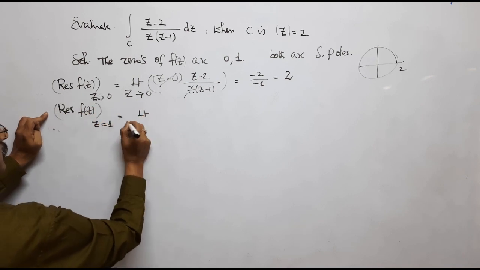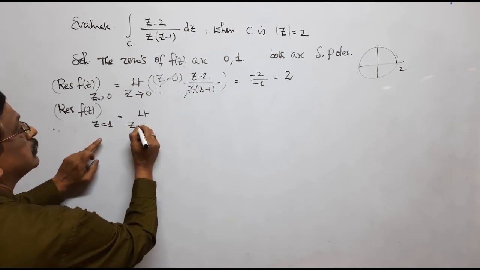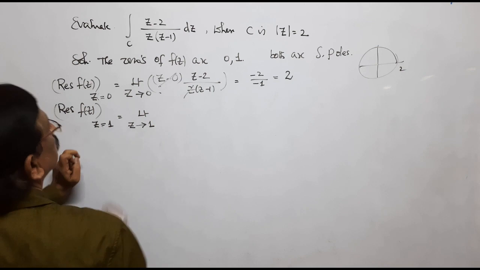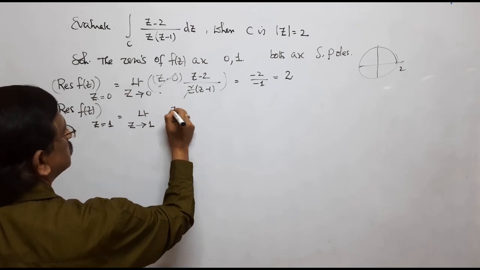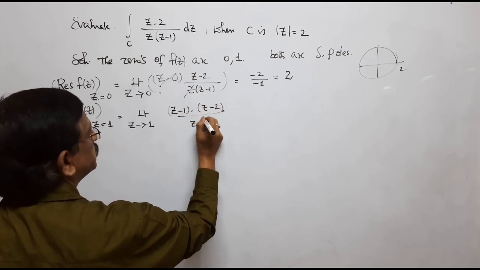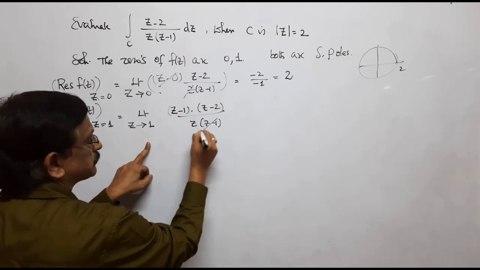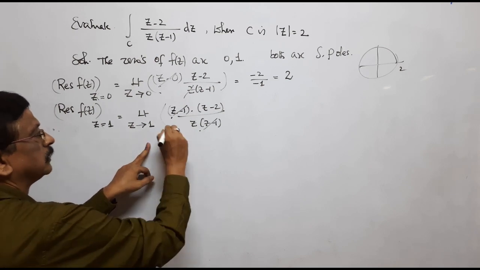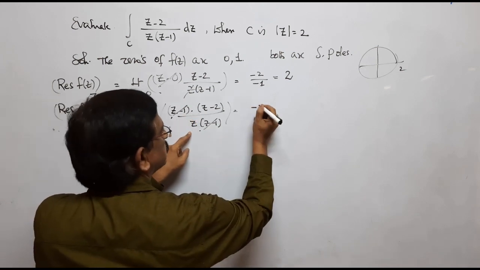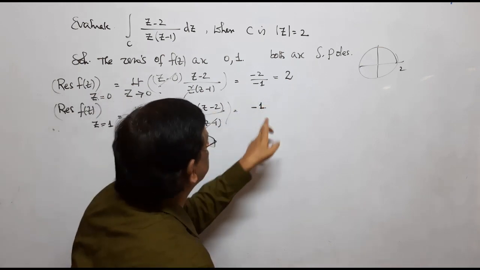This is the limit as z tends to 1 of (z minus 1) into (z minus 2) by z into (z minus 1). So z minus 1 goes out, and now putting z equal to 1, this will be minus 1. So the residues are 2 and minus 1.